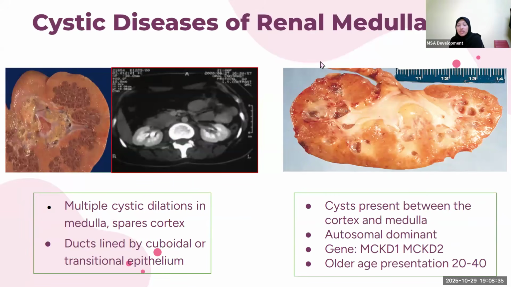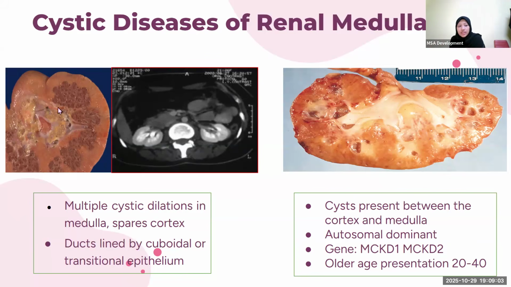Now, cystic diseases of the renal medulla. We have three types actually. There's medullary sponge kidney, nephronophthisis, and adult onset medullary cystic disease. I know I'm just saying them, but these three are the most important cysts in the medulla. And we'll differentiate between all of them.